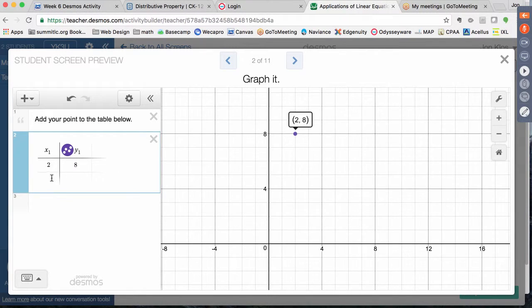And we also chose to do the point 4 and 6. Those are the x and the y coordinate that also add up to 10. You can do as many as you want. It just says add your point. So if your point's the same as mine, if your point's different, that's great. But you should have a point that shows up on the graph, and you should see the x and the y values add up to 10.